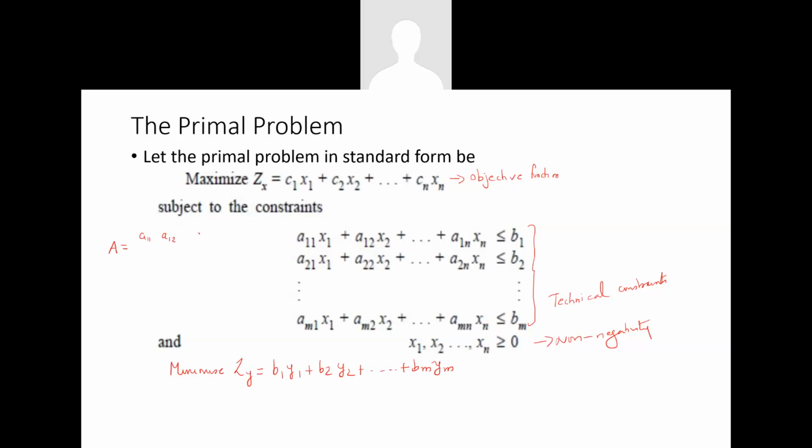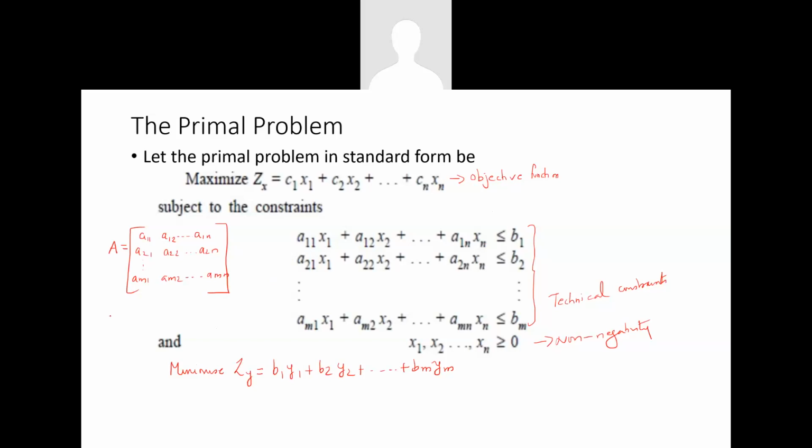Up to a1n, right? Okay, and similarly in the second linear constraint, the coefficients are a21, a22 up to a2n, and then it goes on like that. Finally, in the last constraint, you have am1, am2 up to amn. This is how you form a coefficient matrix. Okay, this is the original matrix A based on the primal problem.